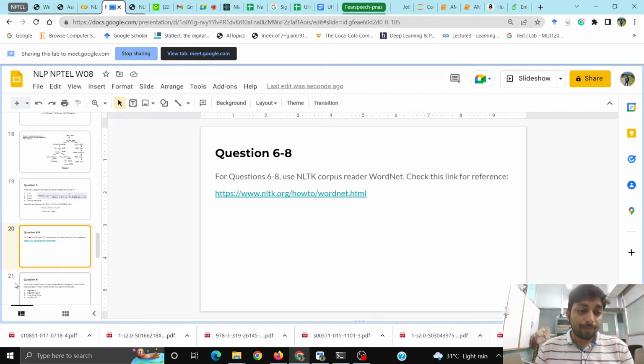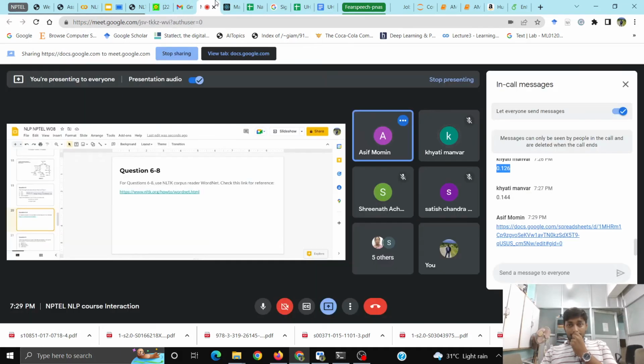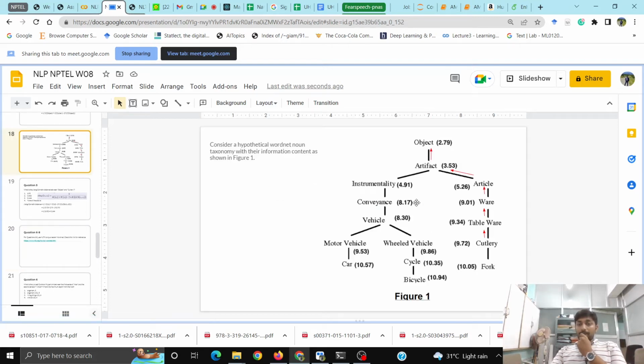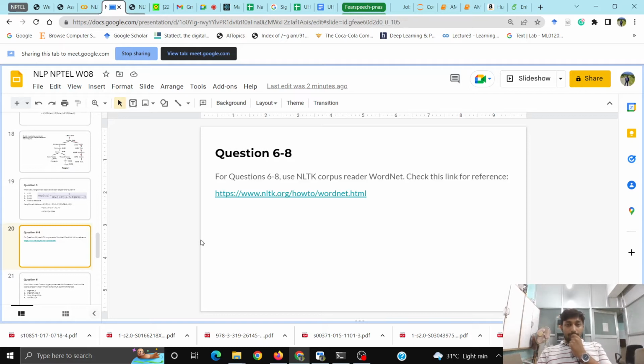Okay, for the next question, you can open this link. I have given it in that Excel sheet. For the next questions, until this question we have been using a hypothetical WordNet that is given to us. But actually this WordNet is pretty large, and it is stored in an NLTK based corpus reader.